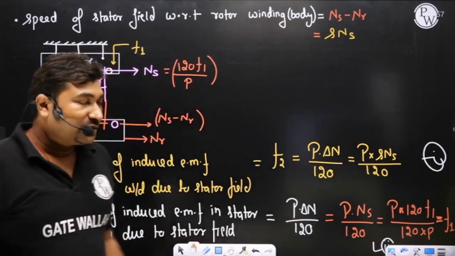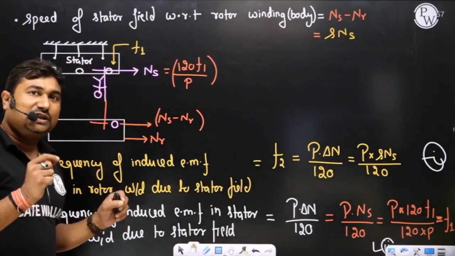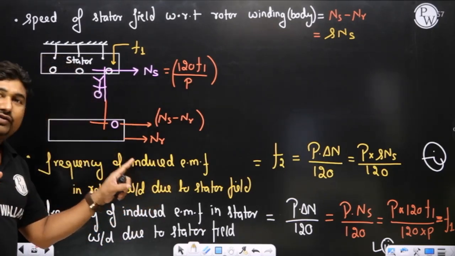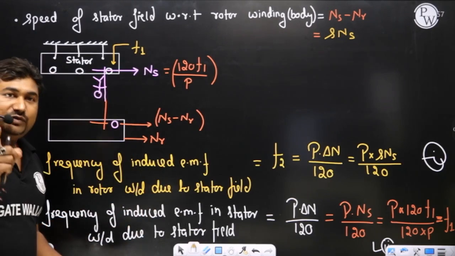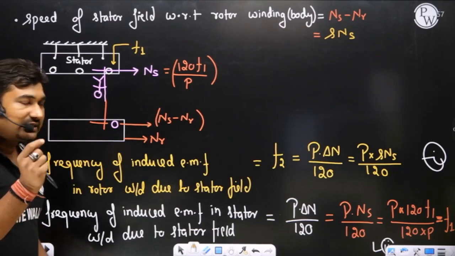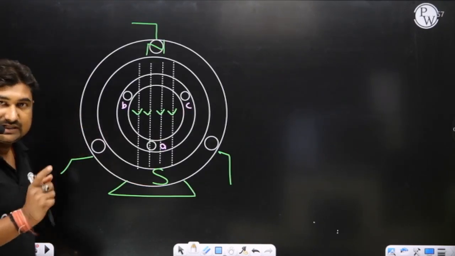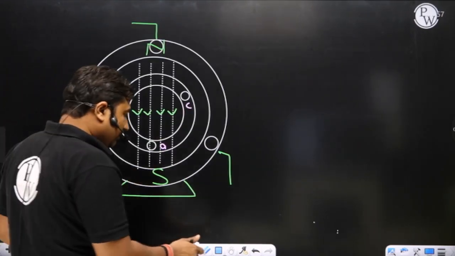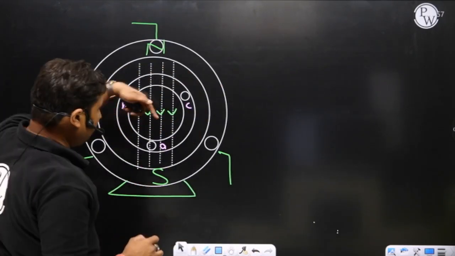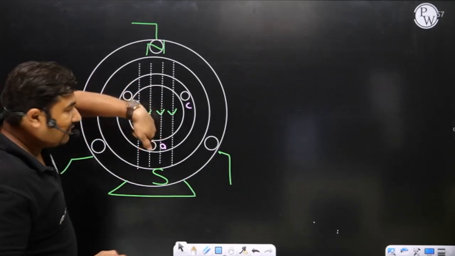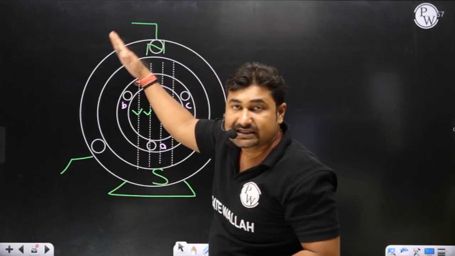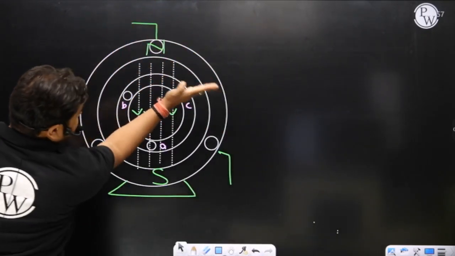So can you please tell me what is the frequency of current flowing in the rotor winding? F2 is the frequency of current flowing in the rotor winding. We have considered the rotor winding also to be 3-phase. The induced EMF in the rotor winding first cuts A phase, after 120 degrees in time it cuts B phase, and after 120 degrees in time it cuts C phase.